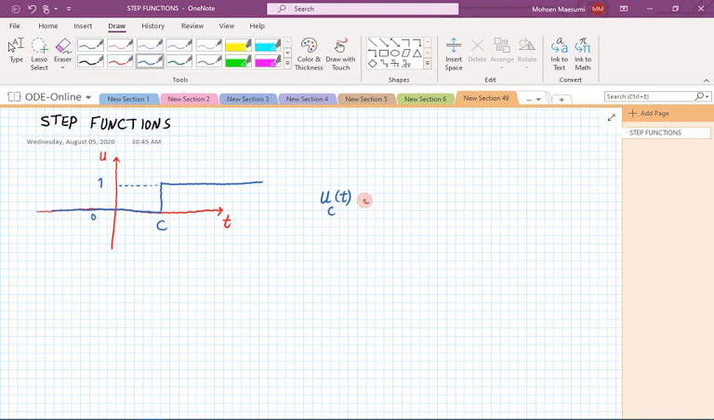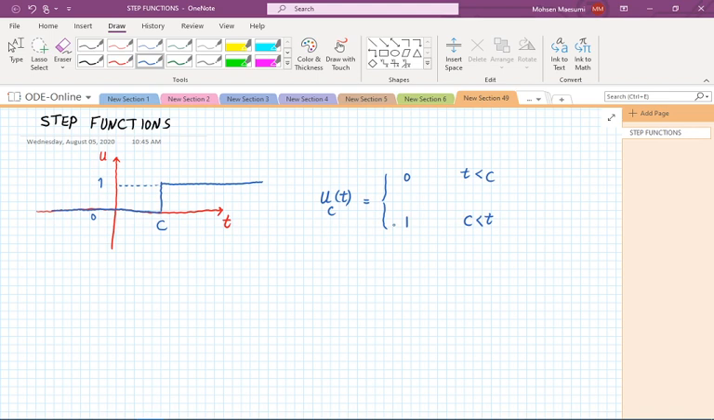So this is a function that is piecewise defined in a very simple way. It is 0 if time t is less than c, and it is 1 if time t is larger than c. At time c itself, you can think about the value of the function to be anything you wish, either 0 or 1. That's not going to be all that relevant to us.